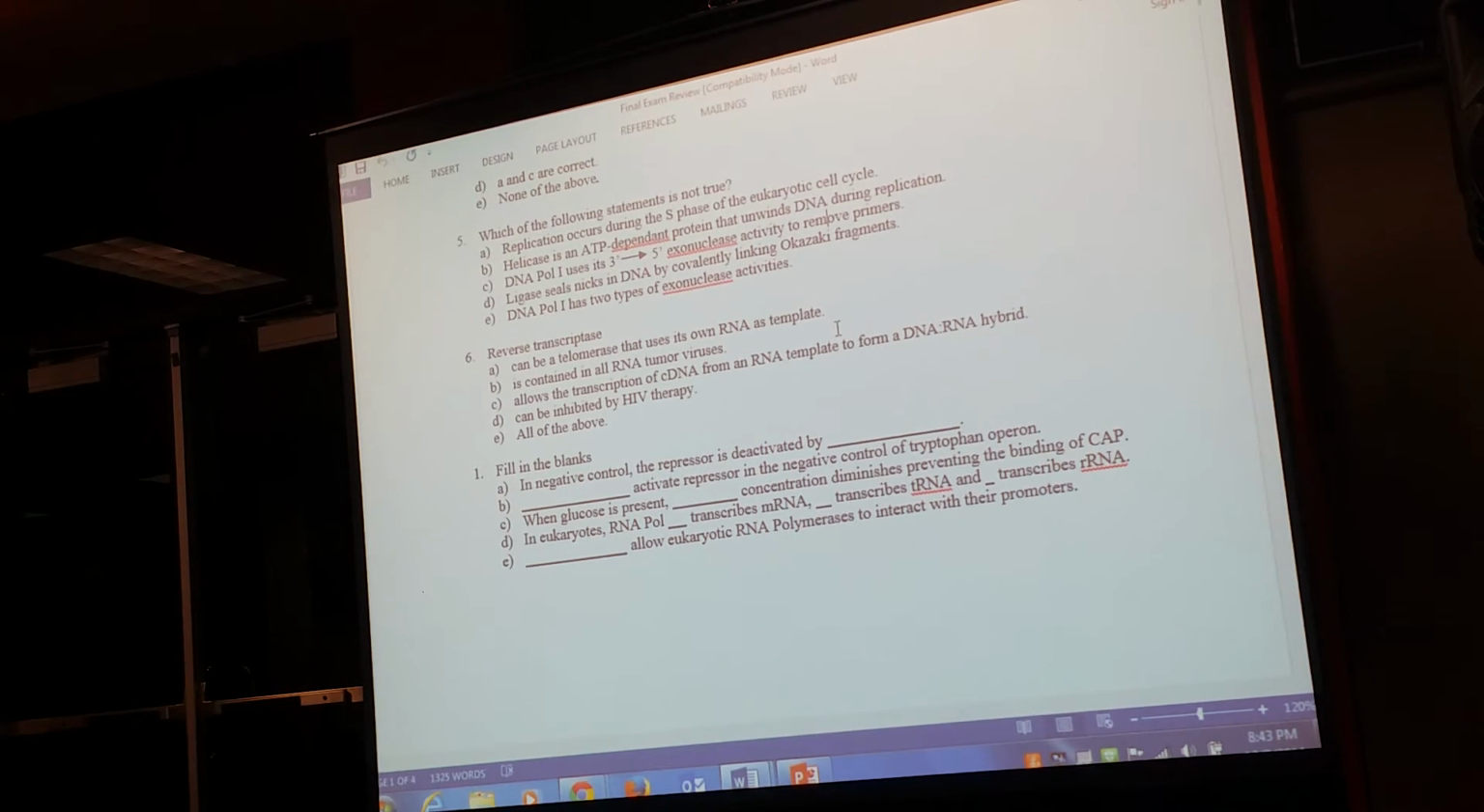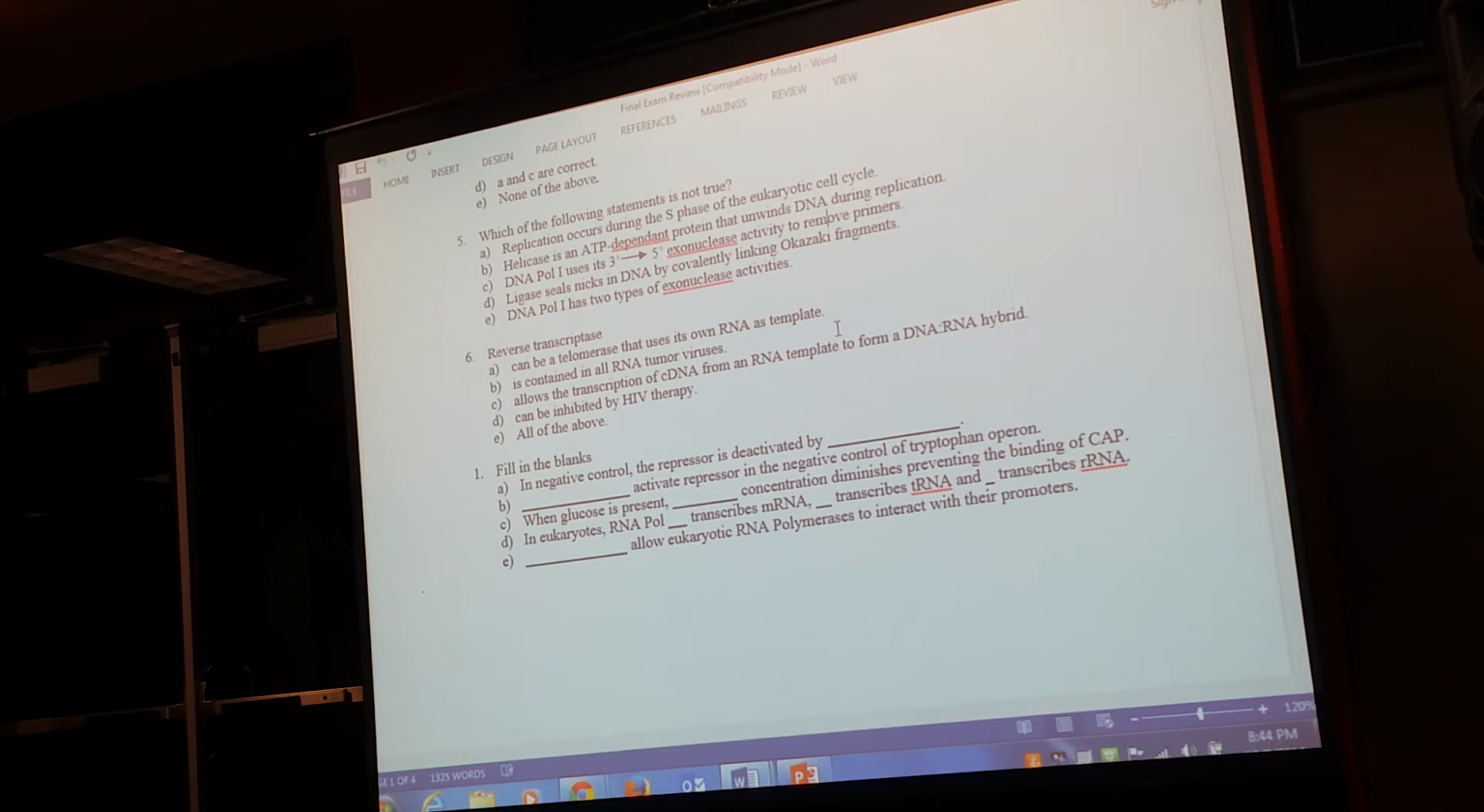Number 5, which of the following statements is not true? Replication occurs during the S phase of the eukaryotic cell cycle. That's true. Helicase is an ATP-dependent protein that unwinds DNA during replication. That is true. So a helicase, make sure you know, is ATP dependent. And does it break DNA strands when it unwinds? No. DNA polymerase 1 uses its 3' to 5' exonuclease activity to remove primers.